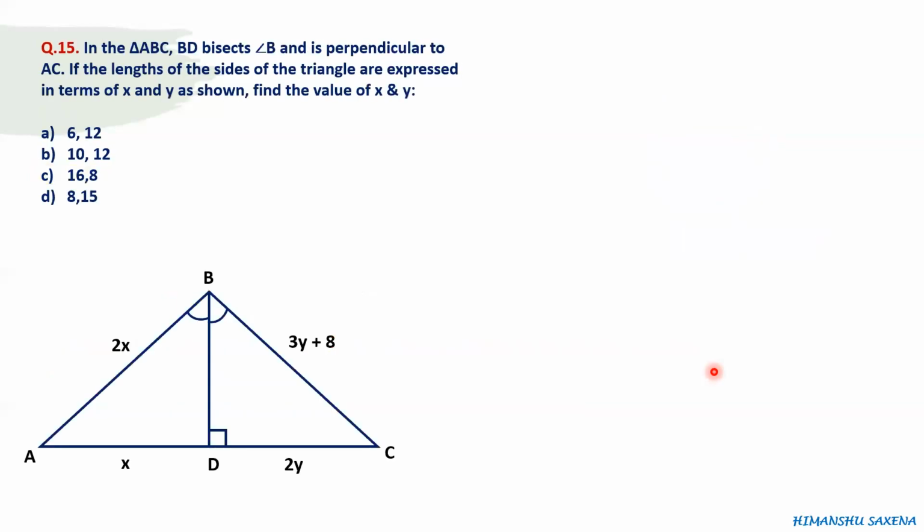Now, the next question is: in the triangle ABC, BD bisects angle B and is perpendicular to AC. If the lengths of the sides of the triangle are expressed in terms of x and y, find the values of x and y. This is not a very difficult question, it's a normal question. So let's see how to solve this.